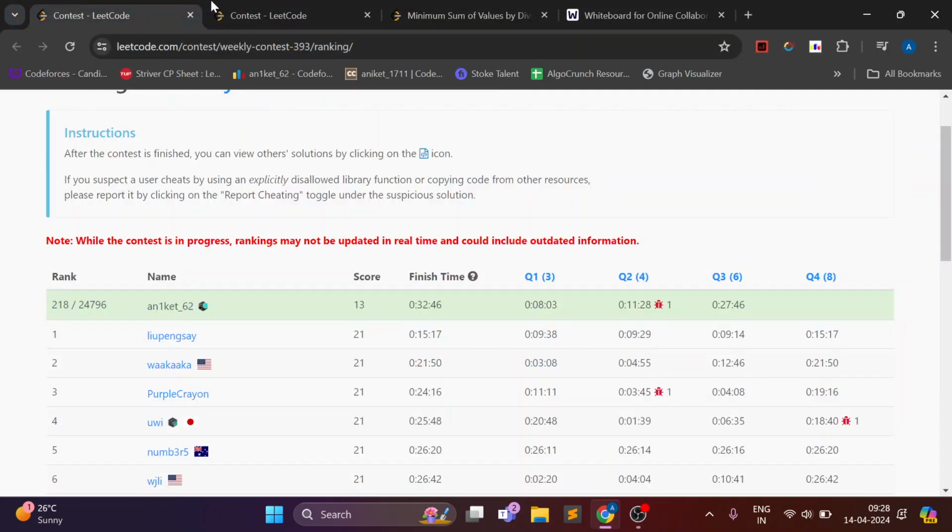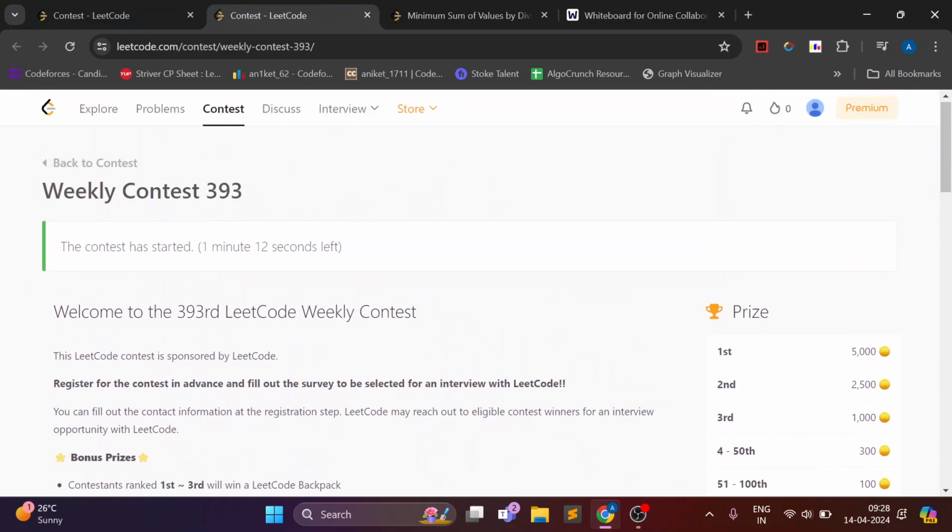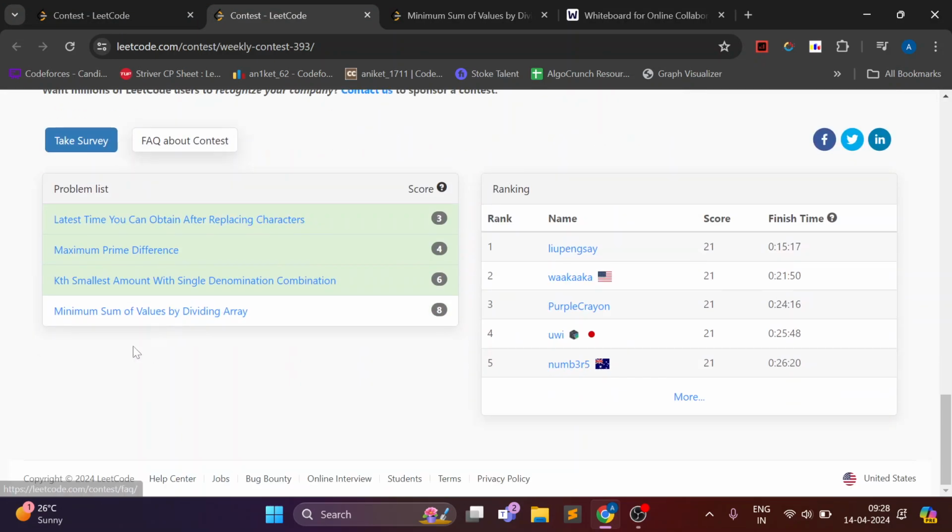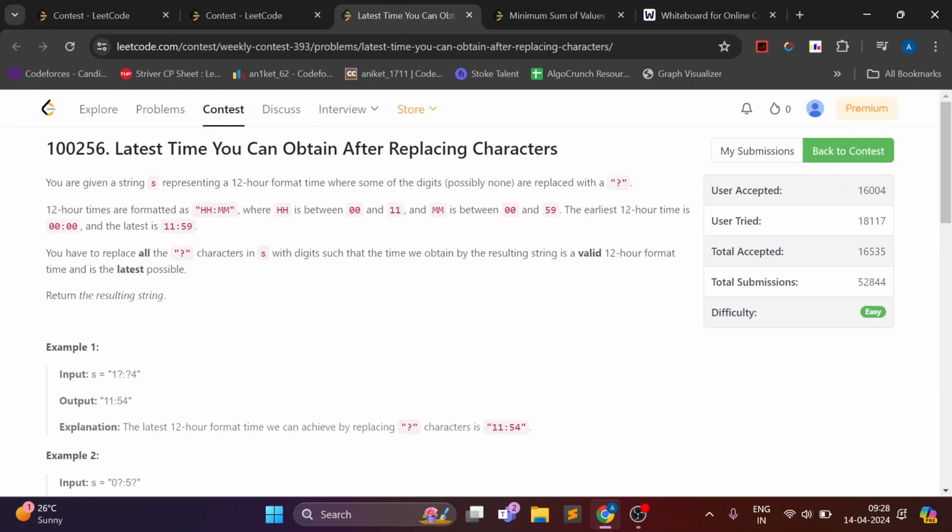So today we will discuss the editorial for weekly contest 393, and I was able to solve the first three problems only. So we will discuss solutions to the first three problems. So, first problem. This problem is basically an implementation problem.